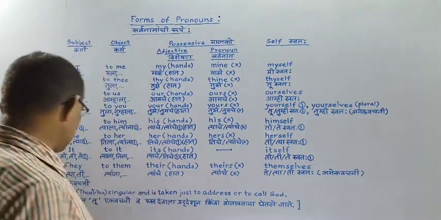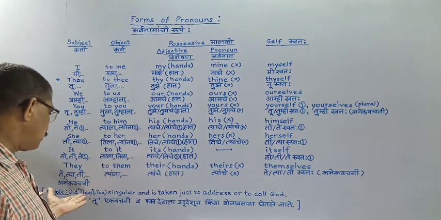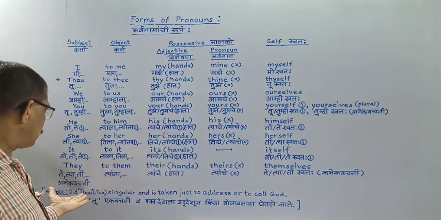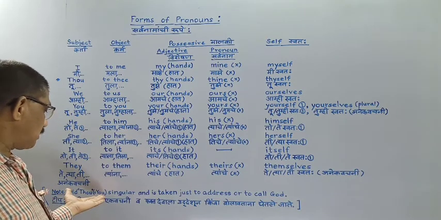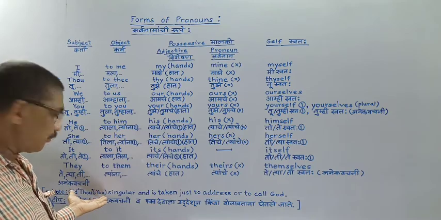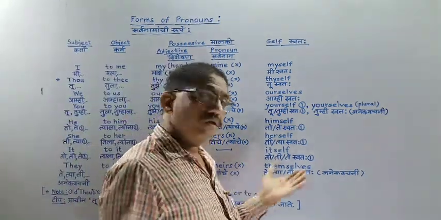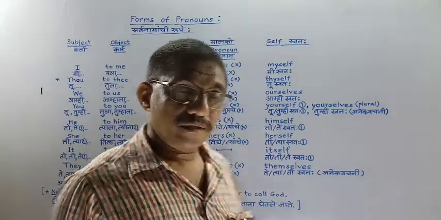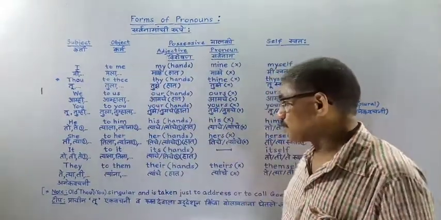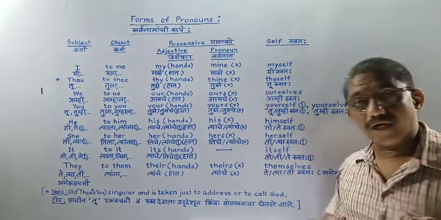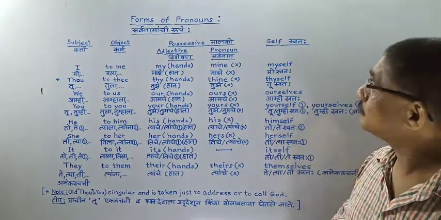Now the note tells that in old language, thou was used in place of singular you, and is taken just to address or to call God, the Almighty. So, this is something to understand about the forms of pronouns.